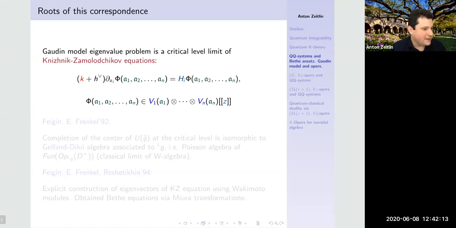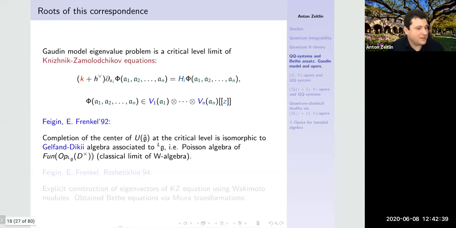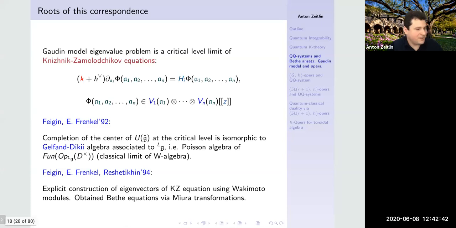So there are important facts in here which you'll probably notice. In the classical limit, remember we had q going to one. Here, when k is approaching minus h hat, the dual Coxeter number, you again have an eigenvalue problem for Gaudin Hamiltonians. So this is the relation to the Knizhnik-Zamolodchikov equation, and here are two important papers which I think are crucial in understanding where it all comes from. First of all, the first paper is about the center of the affine algebra, which is isomorphic to the Gelfand-Dickey algebra, a Poisson algebra, by the way.